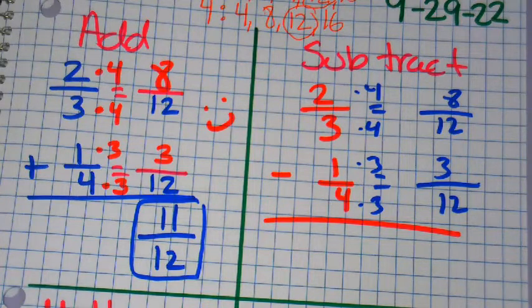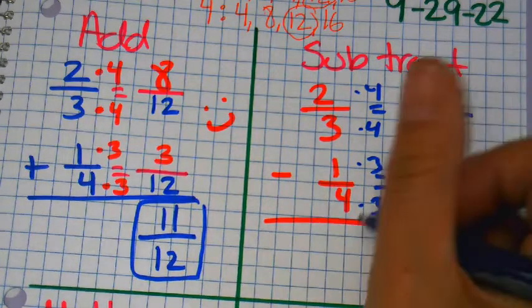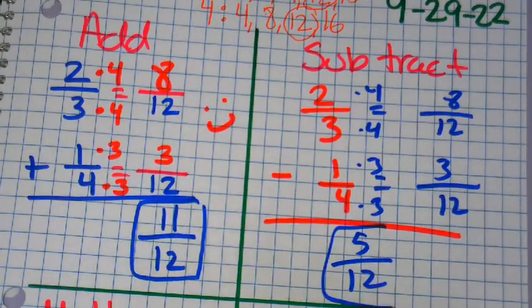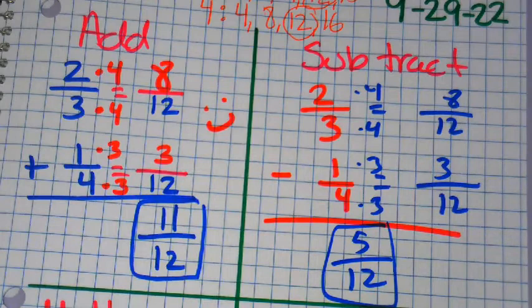Ira, yeah, over. Okay, sorry, you said it before and I didn't hear you. I was distracted. 5 over 12. Again, they have to have the same bottom numbers when you add and subtract. That's why adding and subtracting is harder, because there's more work.